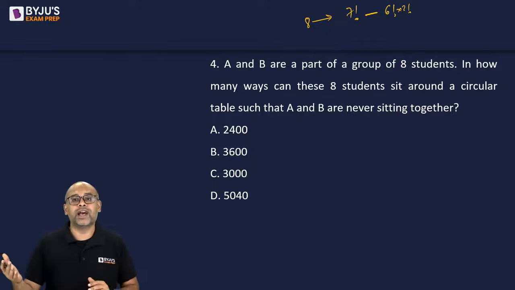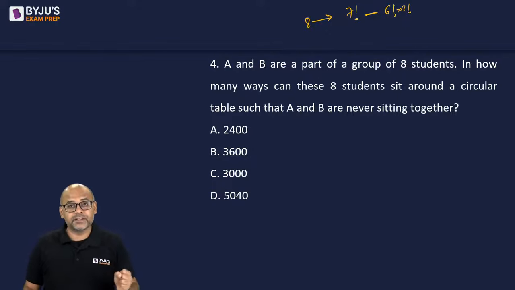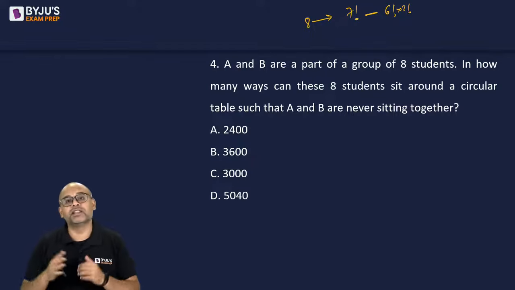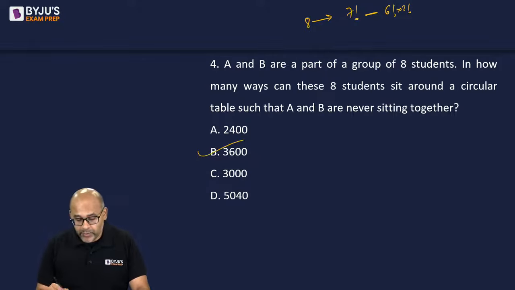Otherwise, you can also do it as, make the other people sit first. In the gaps, make these 2 people sit, your job is done. Either way, you will get the same answer. So the correct answer will be option B, 3600.